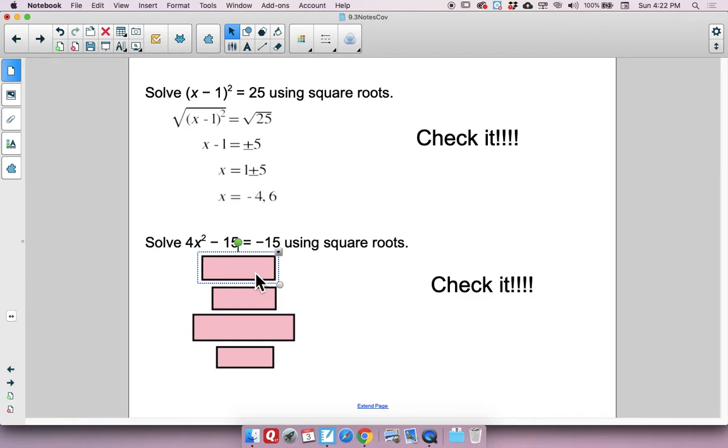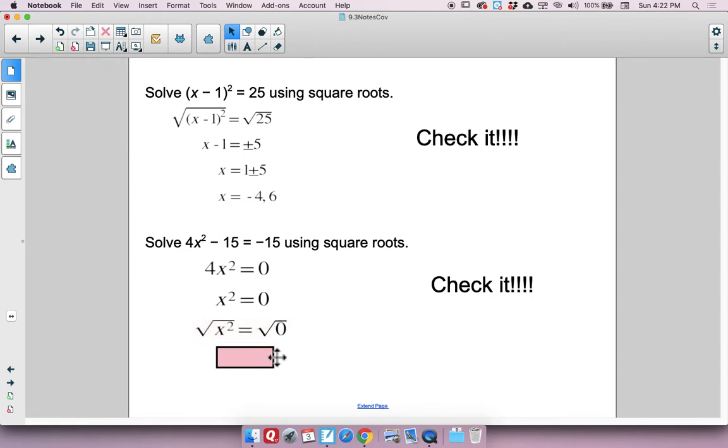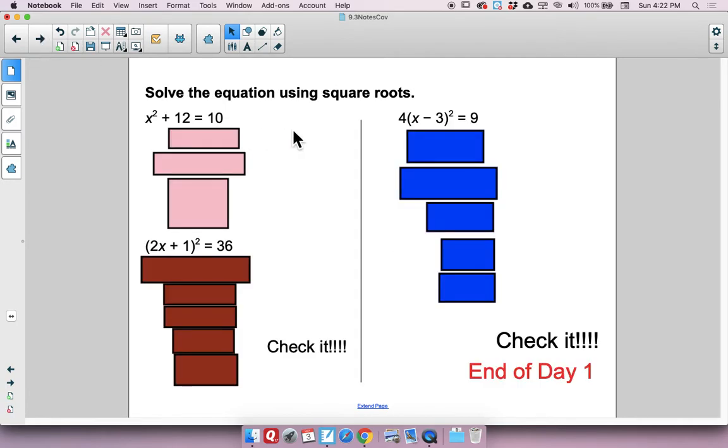So hopefully the first thing you did was add 15, divide by 4, and here we are at x squared equals 0. If you take the square root of both sides, the square root of 0 is 0, and we have x equals 0. That's the only solution. All right, go ahead and keep practicing these.